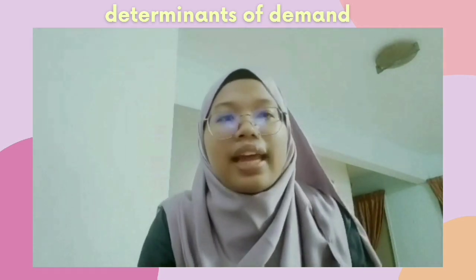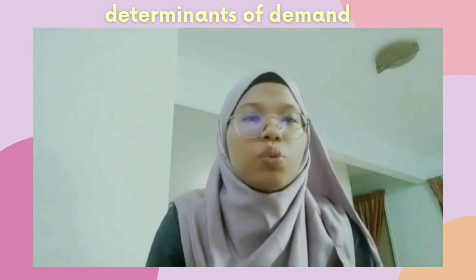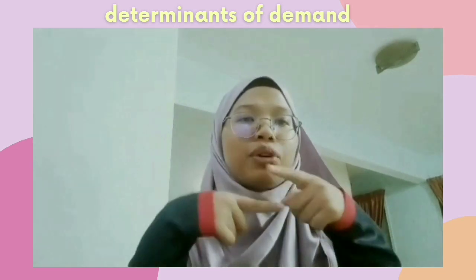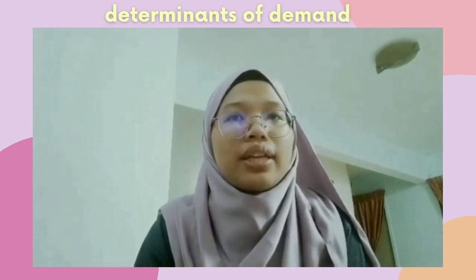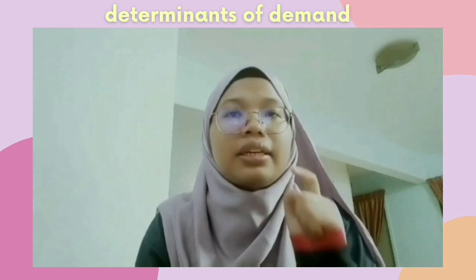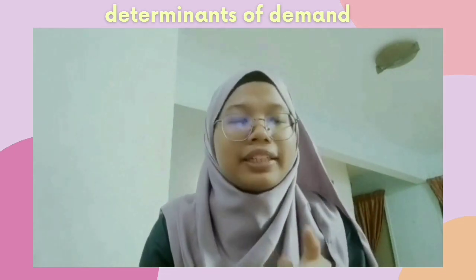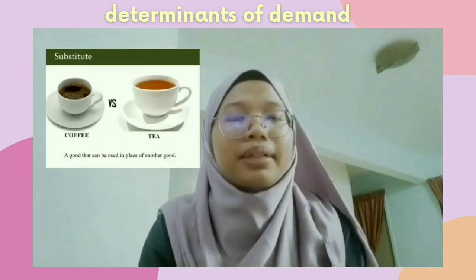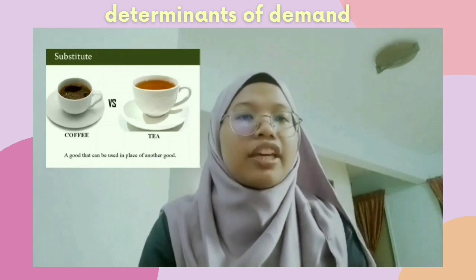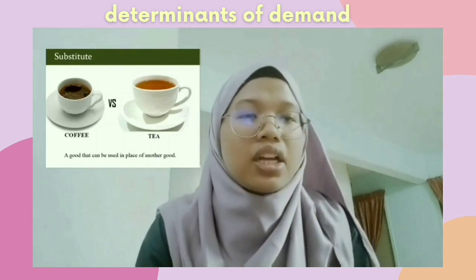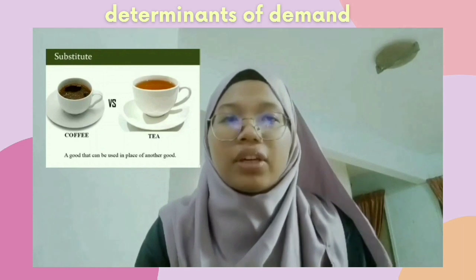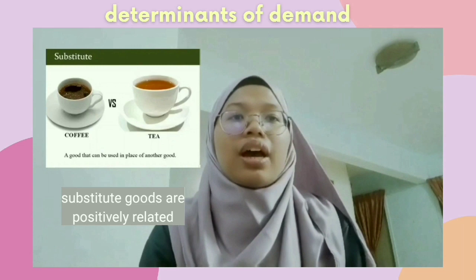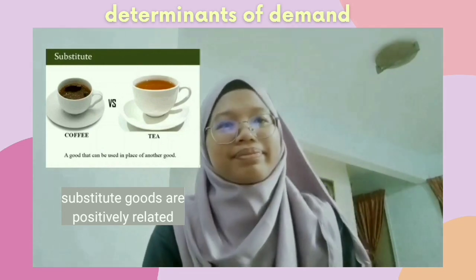This situation shows that as consumers, of course, we want to pay less for a product, right? So we will try to find another product that we can substitute for goods A. That means the demand for goods B will increase. For example, tea versus coffee. If the price of tea increases, the quantity demanded for coffee will increase. This concludes that substitute goods are positively related.